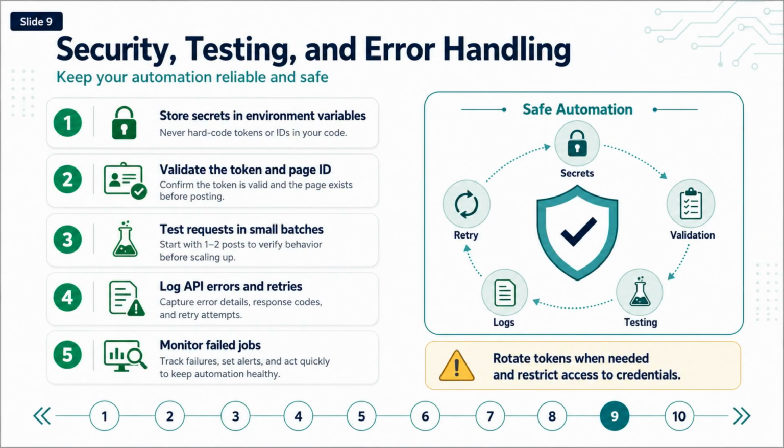Prioritize security and reliability. Always store secrets in environment variables. Validate your tokens, test in small batches, and monitor your logs to catch and handle errors quickly.